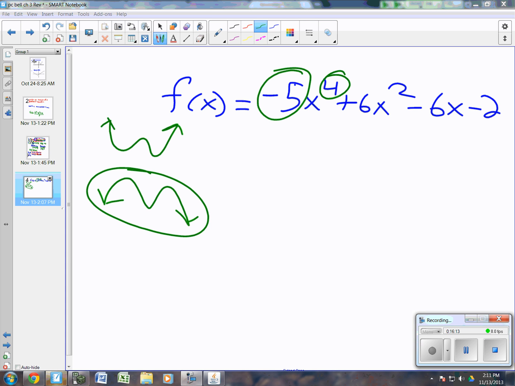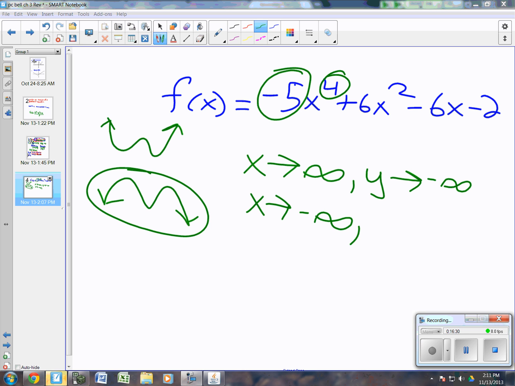So we would write it like this. As x goes to the right, positive infinity, y, or f of x, you can write y or f of x, y is going down, which is negative infinity, right? And as x approaches negative infinity, that means as it goes left, y is also going to go down again. Okay? It's going down both ways. All right, do we have that?